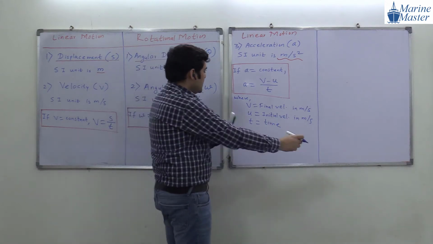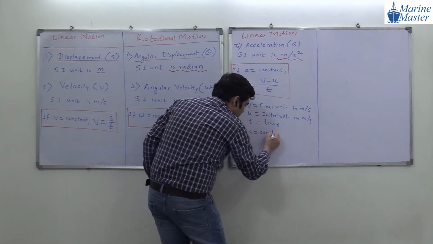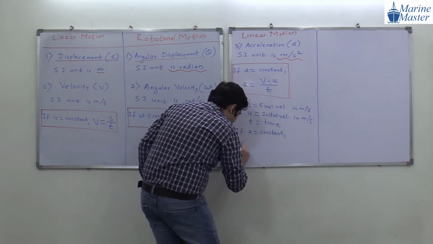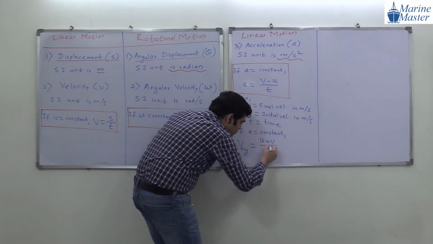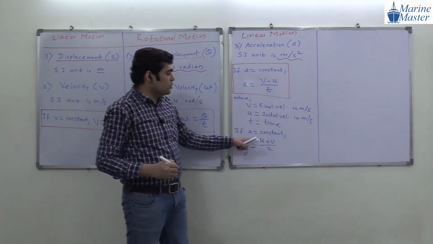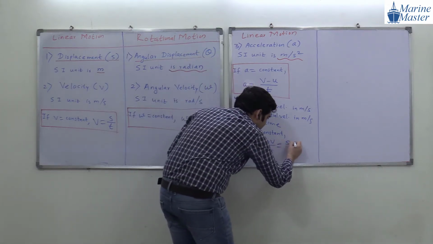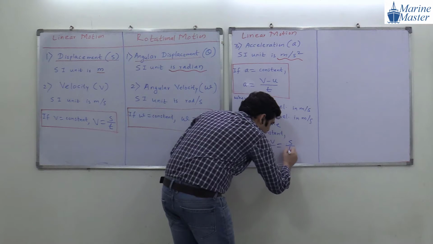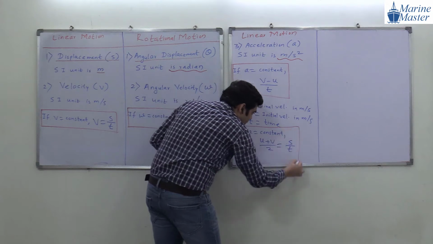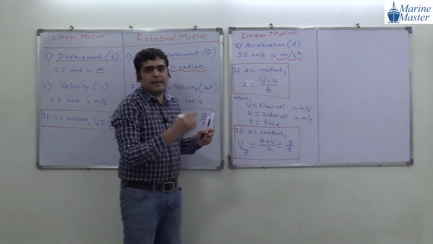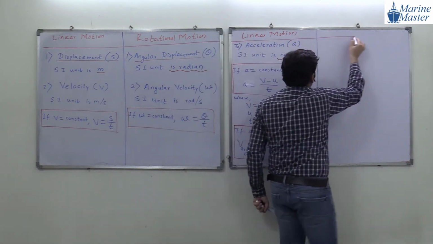Then we have seen that if a is equal to constant, the average velocity, v average, is equal to u plus v by 2, where u is the initial velocity. U plus v by 2 is equal to s by t. That is what we have seen here. Guys, are you getting my point? Try to remember whatever we studied in linear motion; the similar thing we are going to apply for rotational motion, everyone.